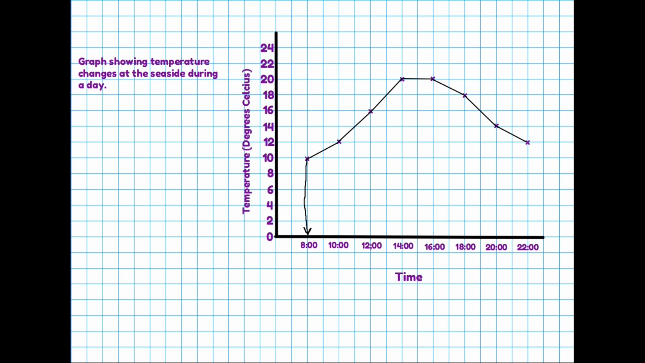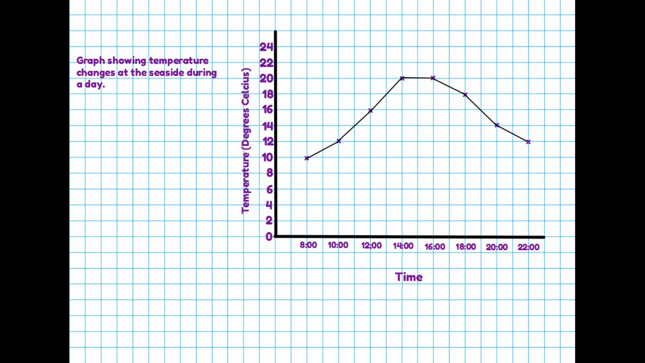So if we look at the line itself and see the pattern, we can see that during the morning and up to 2 o'clock in the afternoon, the temperature has been rising. It has stayed level for 2 hours until 4 o'clock and then starts to come back down. So the line gives us a very clear indication of the temperature changes during the day. Now you can see that we are only given information about the temperatures every 2 hours during the day, 8 o'clock, 10 o'clock, 12 o'clock.